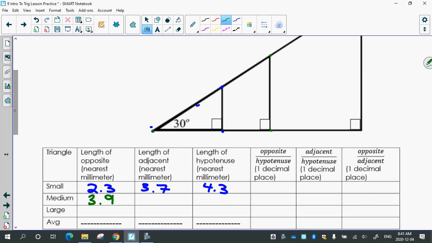Call it 6.1 or 6.15. 6.2. 6.1, is it? Okay, let's do 6.15. That's where it looks like on mine, and some people are getting 6.1 and some people are getting 6.2. And then the hypotenuse of the medium one. 7.2.